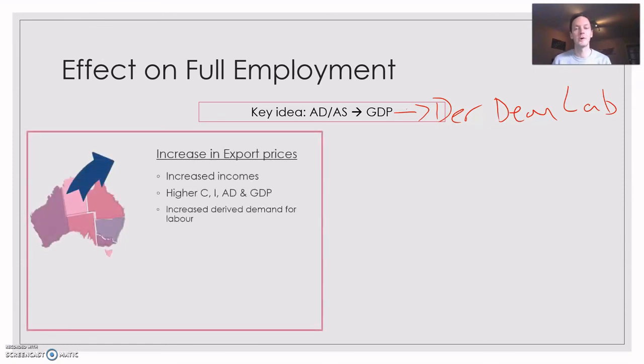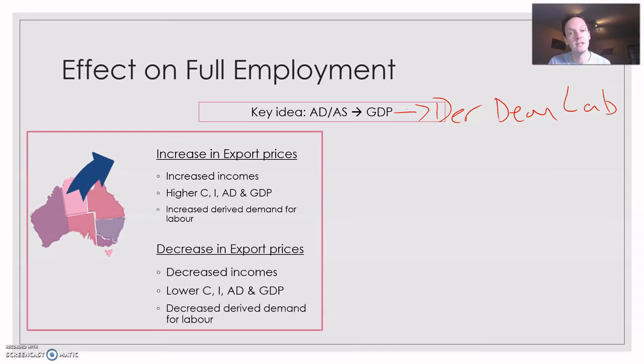Here we go. Exports, increased export prices. Producers will have increased incomes. They're going to spend that extra money in the economy. There's an increased derived demand for labour. If there is a decrease in export prices, if our exporters are getting less money for the goods and services that they're selling, then there is going to be decreased incomes, decreased aggregate demand and GDP, and decreased derived demand for labour.